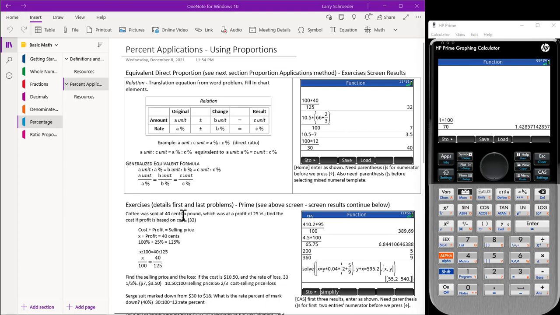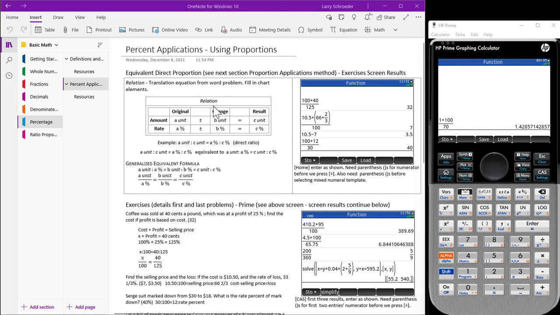Coffee was sold at 40 cents a pound, which was at a profit of 25%. Find the cost if profit is based on costs. Again, we did the problem before right here in the calculator where the markup was based on selling price. Here we're doing it where the markup is based on cost. This is usually for distributors. This one is usually for retailers.